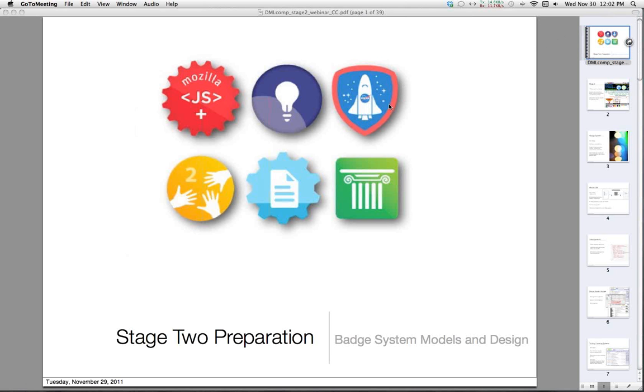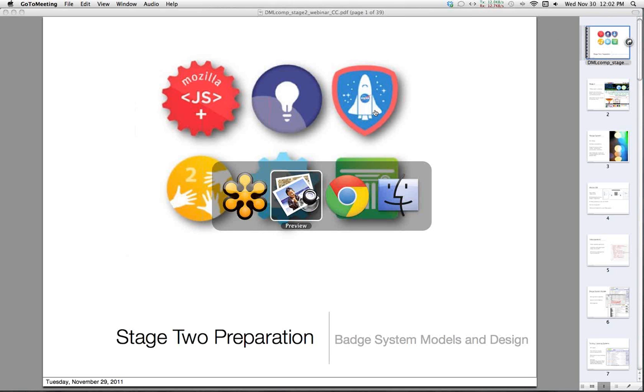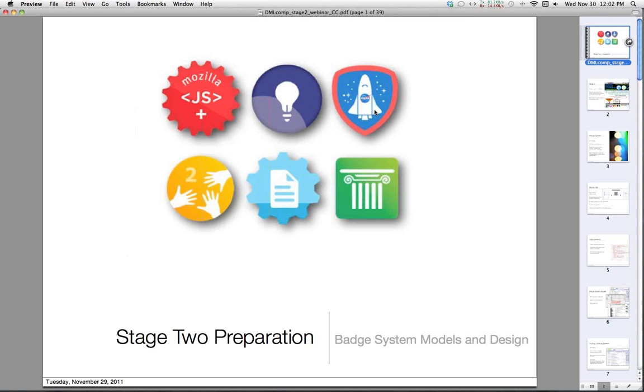So I just wanted to go over the work that we have been considering, the Stage 2 preparation, badge systems, models, and design, and just want to ensure that everybody can see my screen. Today we're going to be talking about badge system models and characteristics of badge systems, and we'll talk about some best practices, and we'll also go over design. Then we'll also cover some examples about the work that Mozilla has been doing in partnership with Peer-to-Peer University. So thanks everybody for attending today.